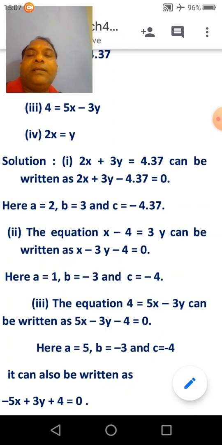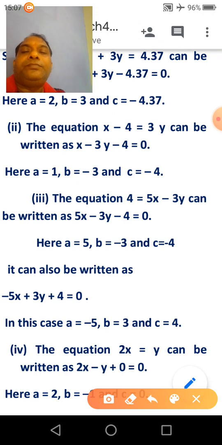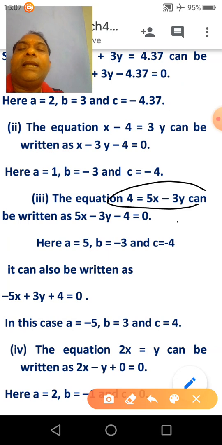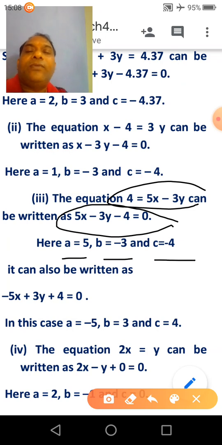Clear? Similarly, in third part, equation is 4 is equal to 5x minus 3y. This equation can be written in the form of ax plus by is equal to c. You can write it 5x minus 3y minus 4 is equal to 0. Now comparing it with the standard form ax plus by plus c is equal to 0, then a will be 5, b will be minus 3 and c will be 4.